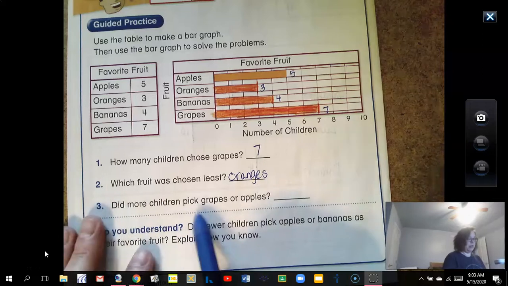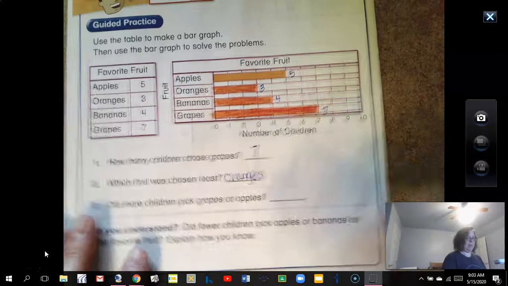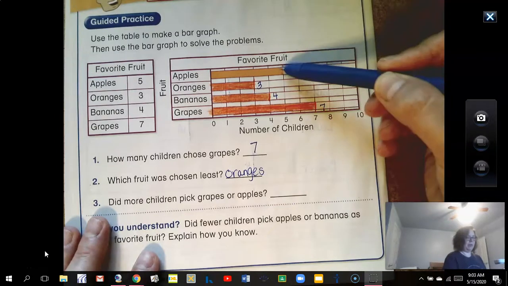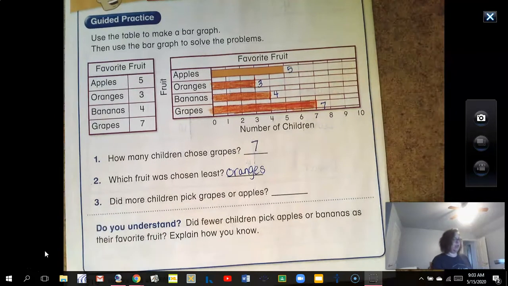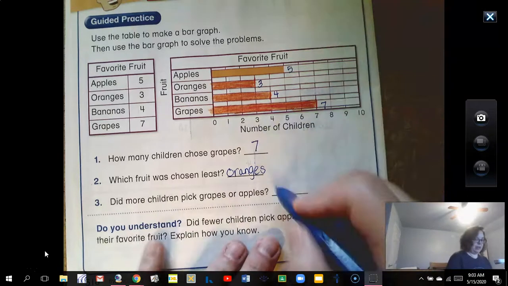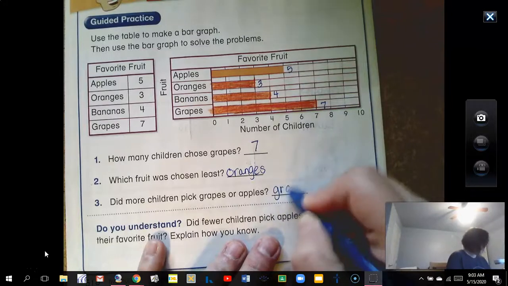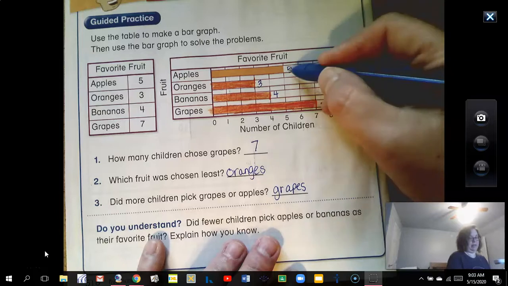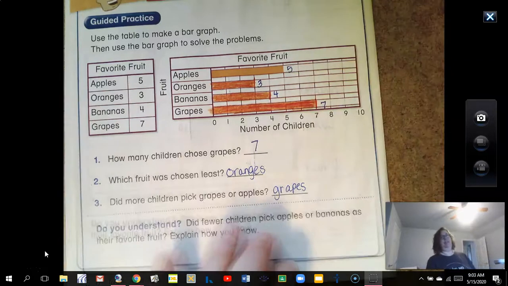And did more children pick grapes or apples? So let's look at the grapes. We have 7. And apples, we have 5. So which did more children pick? Grapes or apples? You are right if you said grapes, because grapes has 7, apple only has 5.